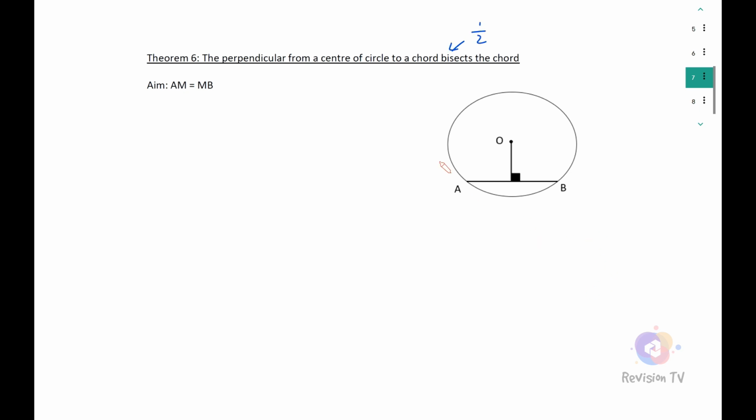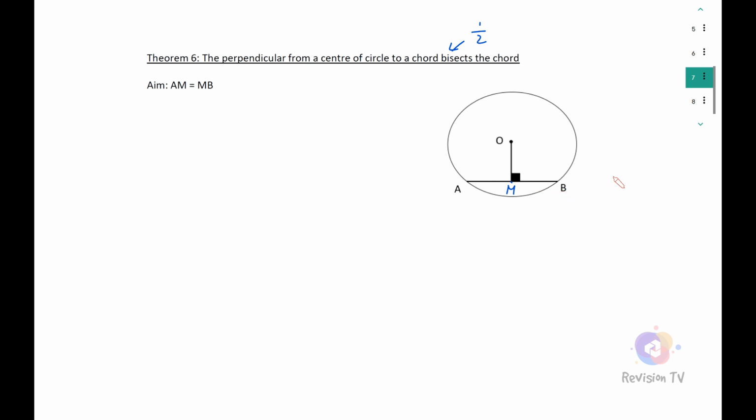Right, so what we're trying to do is show AM equals MB. So where's M then? This is the point M. Sometimes it's provided, but sometimes you have to make it on your own. So M is meant to be the midpoint, and you have to show AM is the same as MB.